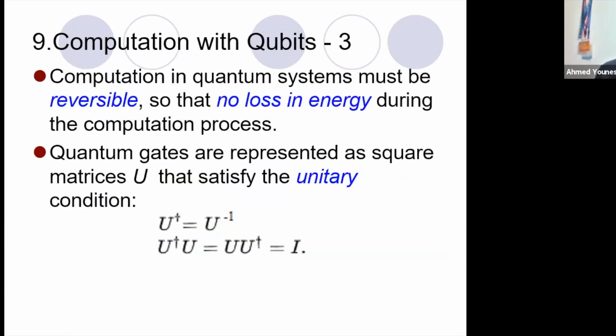Not every matrix can be applied in quantum computing. The matrix must be a unitary matrix. What is a unitary matrix? It is the matrix that satisfies this condition. I will not go deep into the mathematics of this.